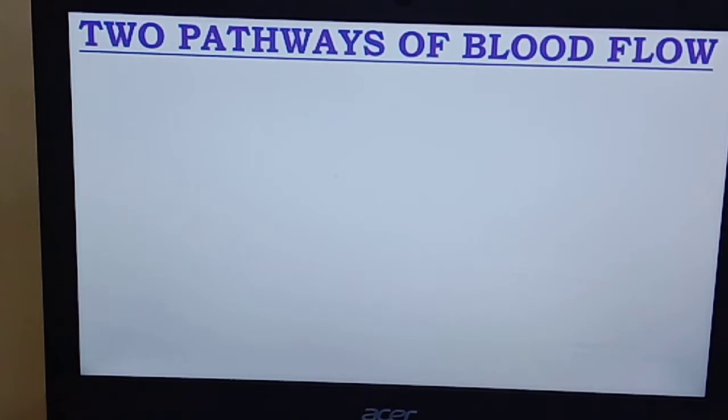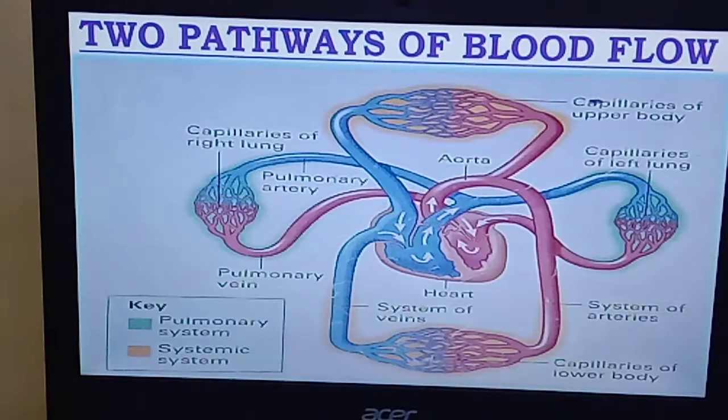Again, as I've said a while ago, we have three pathways of blood flow, but in my picture, I only have two pathways of blood flow. So let's recognize the parts.